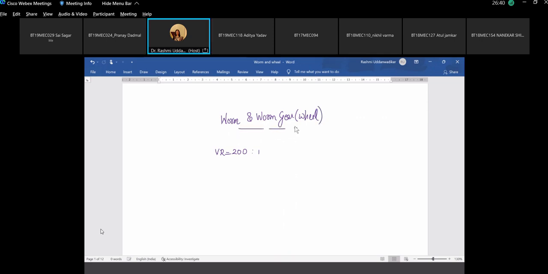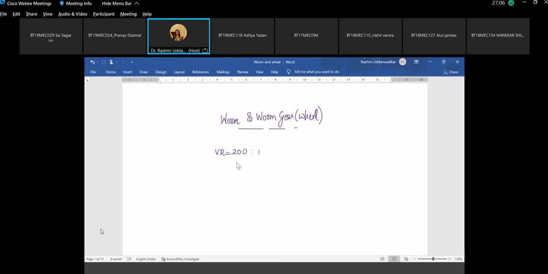But here the two shafts will not be parallel. One of the shafts will be perpendicular to the other shaft. So what is worm and what is worm wheel? And where do you find the application of worm and worm wheel? Although we say the velocity ratio could be as high as 200 is to 1, we rarely use it for this high velocity ratio.